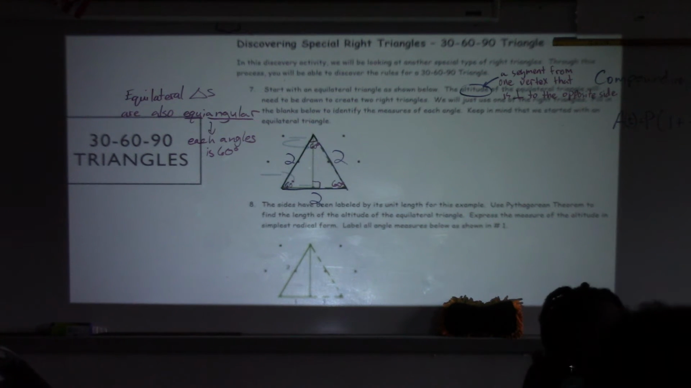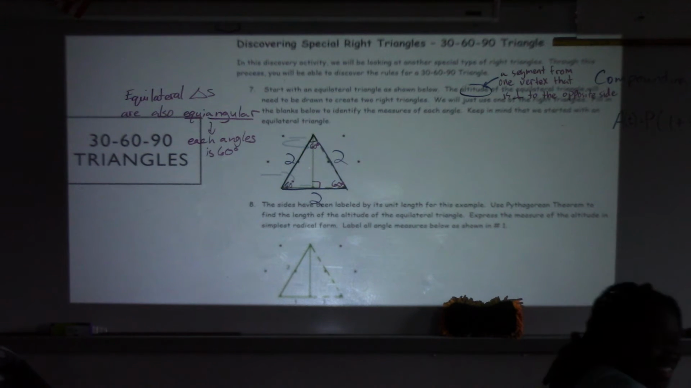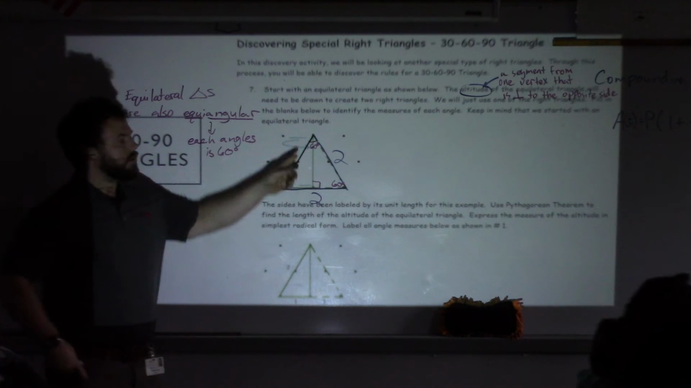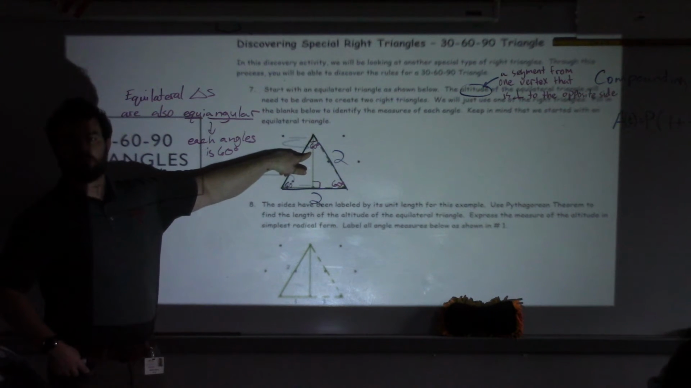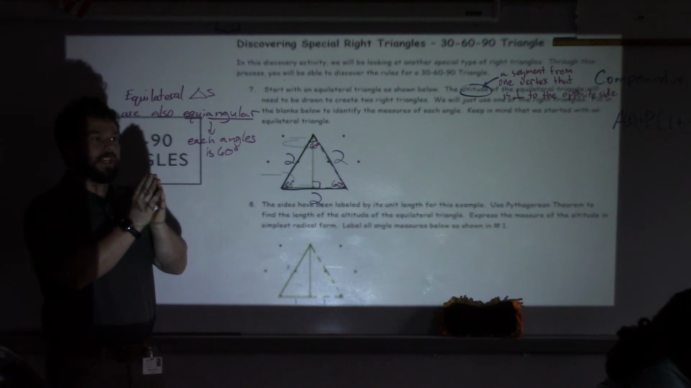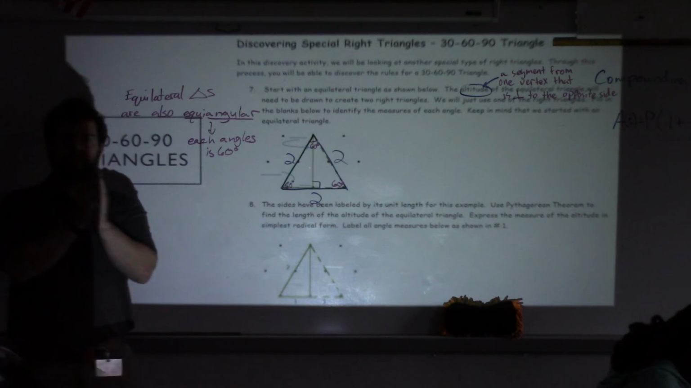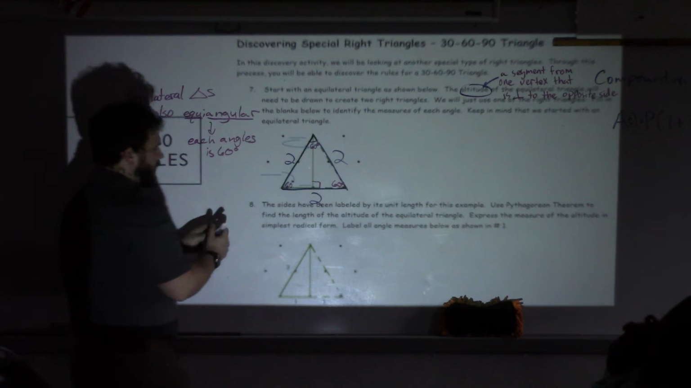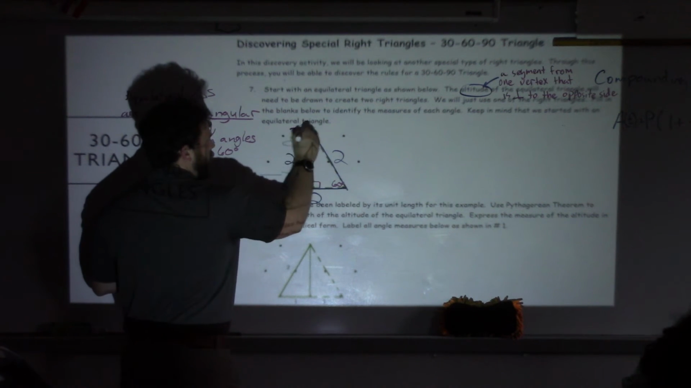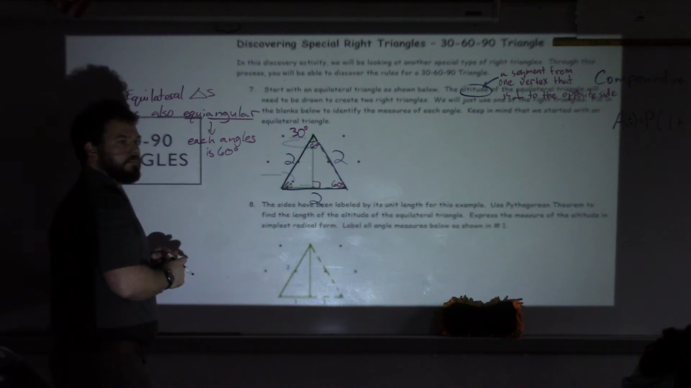Now, we can finally get started into this because we have an altitude. What's that altitude going to do to the 60-degree angle? Chop it in half, just like we split that 90-degree angle in the square into 45 and 45, right? So what's half of 60? 30. So there's 30 degrees.